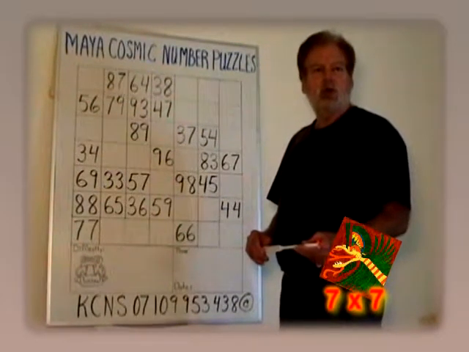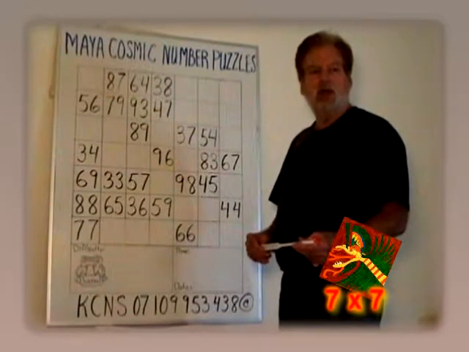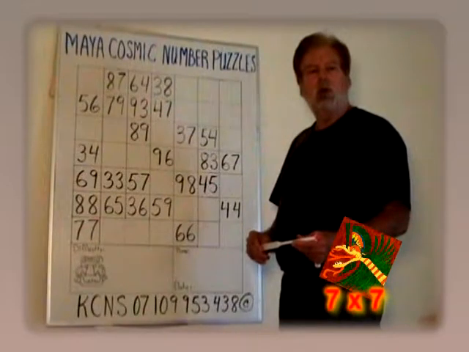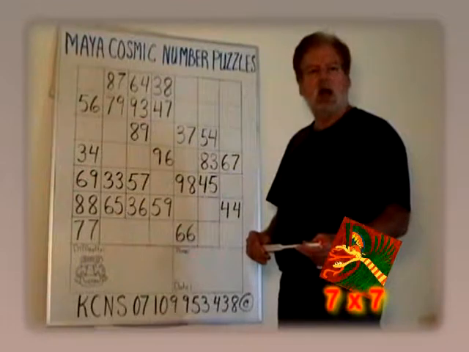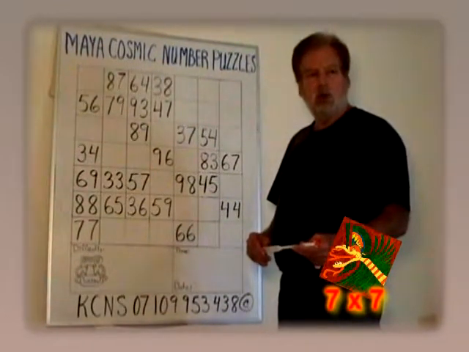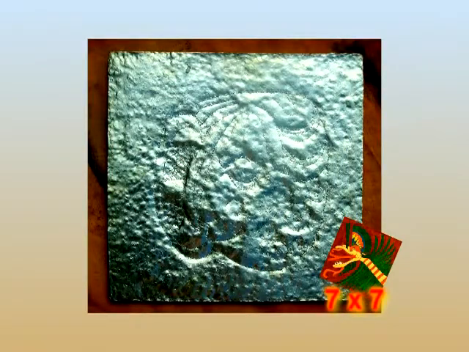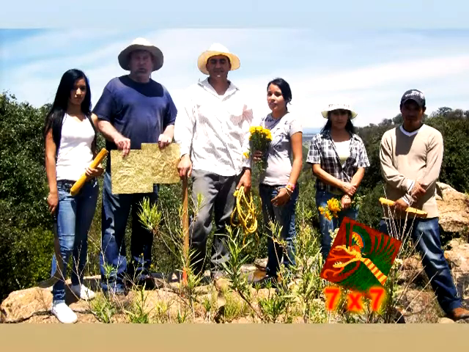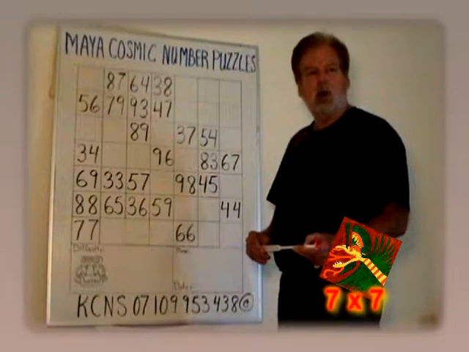These puzzles were originally found inside a Maya pyramid in the late 1940s of the last century. They were lost to the world for over 1,400 years. The original puzzles were inscribed in solid gold plates. Today we can show you two of those. Someday in the future, we hope to show them all to the world.